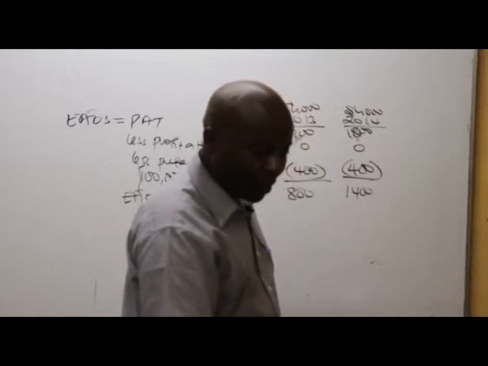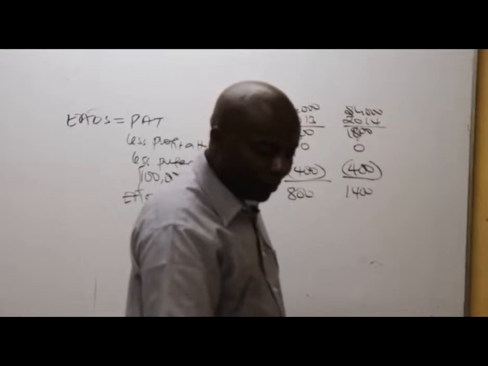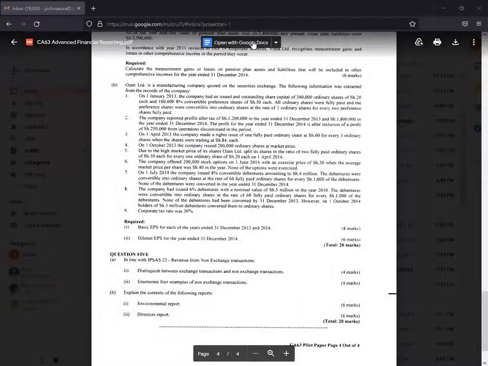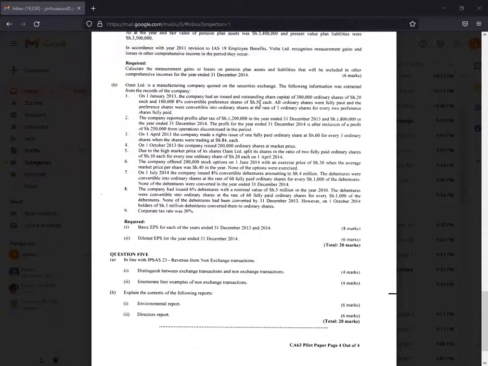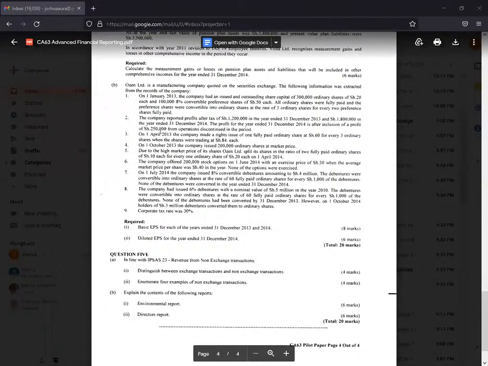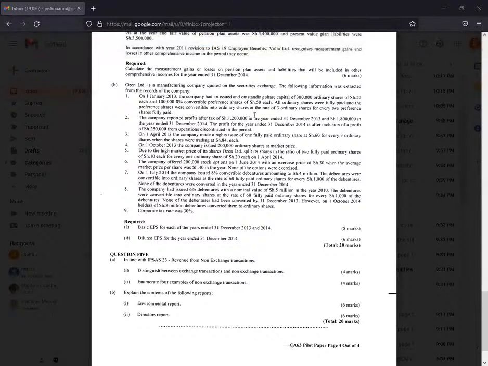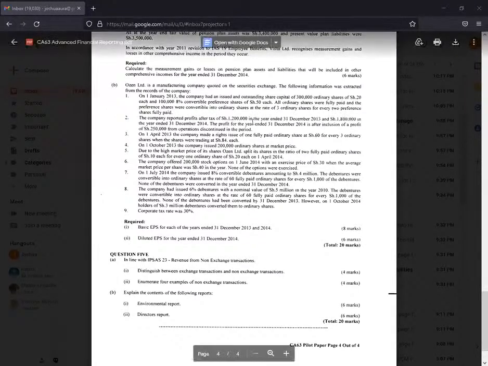How about irredeemable? Not convertible. So maybe if you could read. On 1st January 2013, the company had issued and outstanding share capital of 300,000 ordinary shares of 20 each and 100,000 8% convertible preference shares of 50 each. All ordinary shares were fully paid and the preference shares were convertible into ordinary shares at the rate of 3 ordinary shares for every 2 preference shares fully paid.